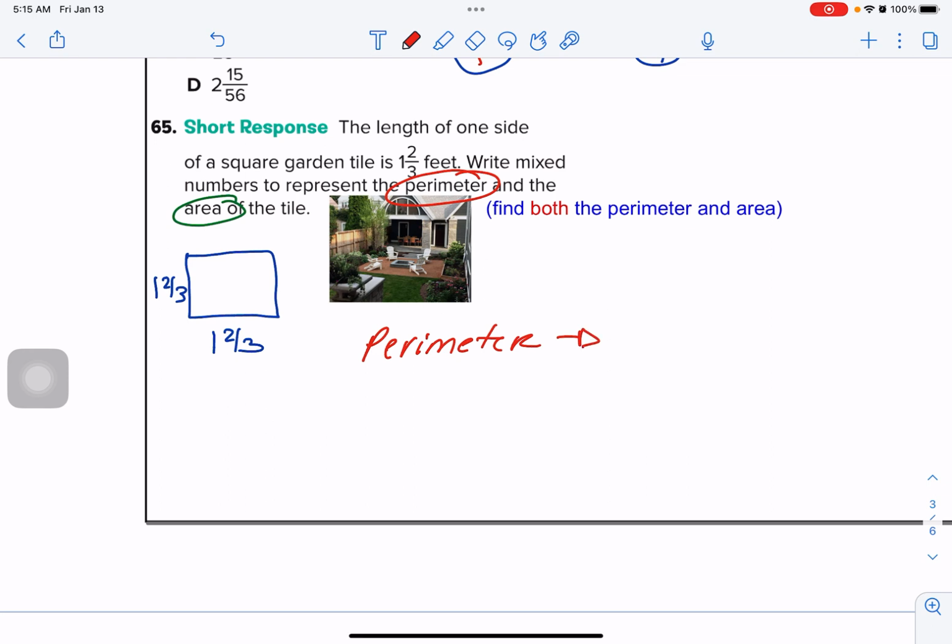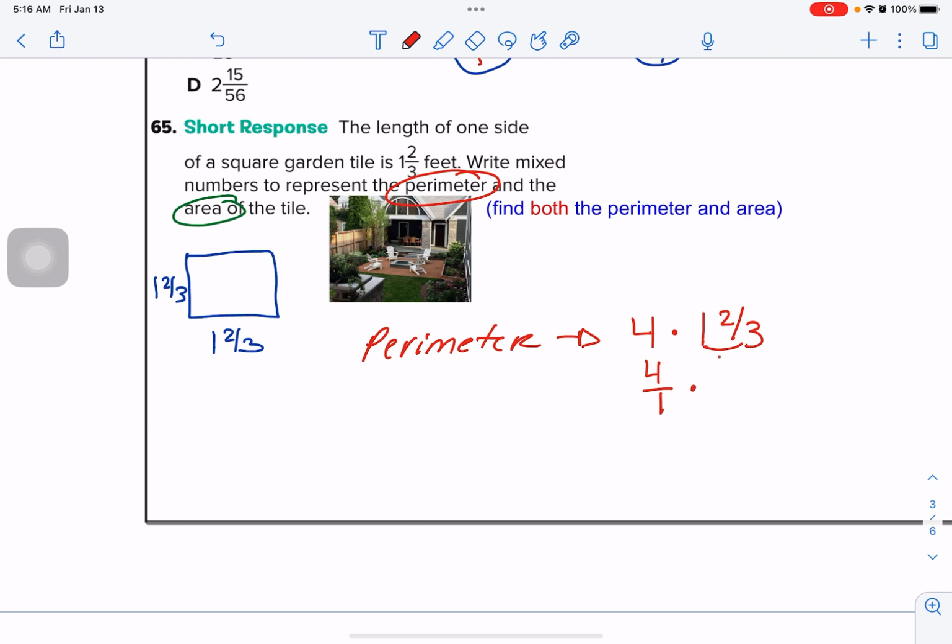Well, remember, perimeter is the distance around the outside. So to find the perimeter of a shape, you're going to add all the way around the outside. In this case, you have 4 sides that are 1 2/3. So a fast way to add 1 2/3 4 times would be to take 4 and multiply it by 1 2/3. Or 4 over 1 times, we do the C method.